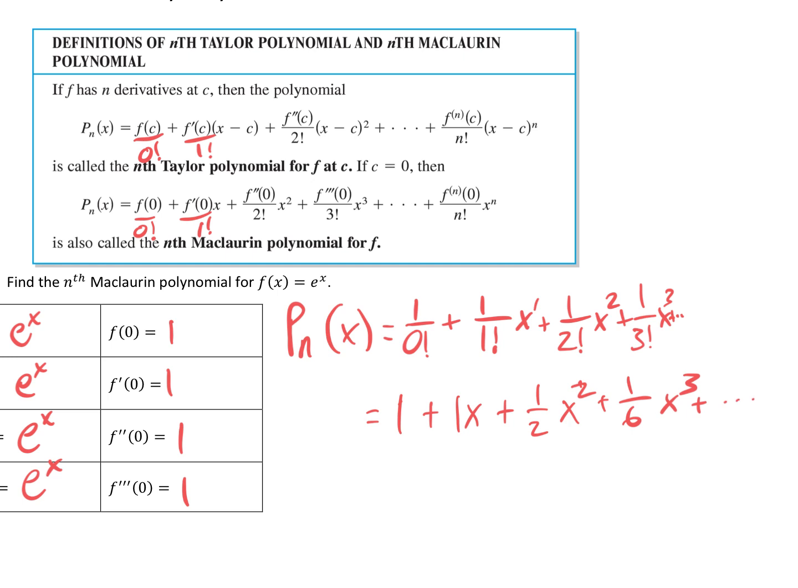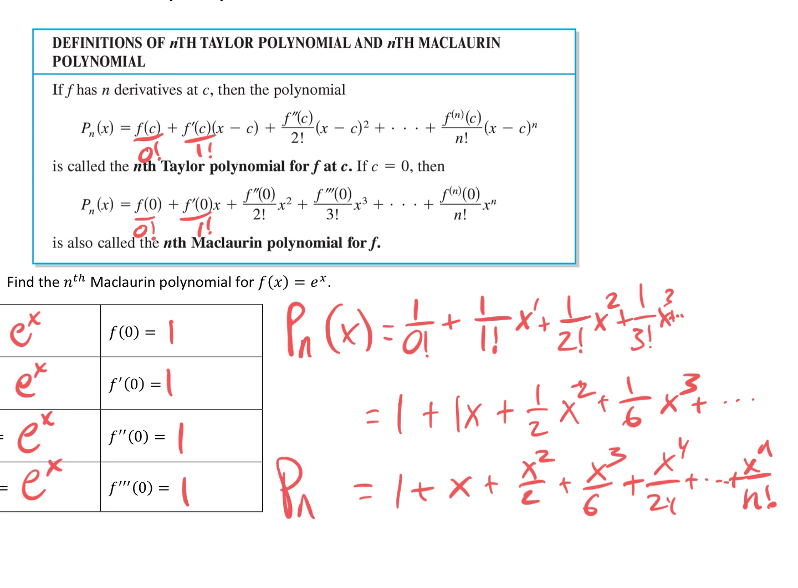Okay, and we can also write it, you'll see it like this: 1 plus x plus x squared over 2 plus x cubed over 6 plus x to the fourth over 4 factorial. Well, that'd be 4 times 3 times 2 times 1, 24, plus dot, dot, dot, plus x to the n over n factorial. And there is an approximation for e to the x centered at 0.